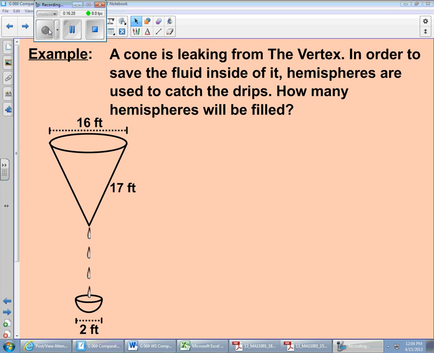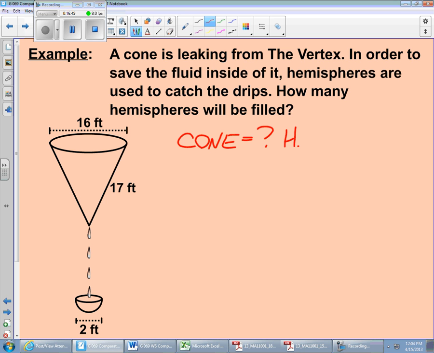Okay. Hopefully we're able to identify that this is a volume question. Since we're talking about water being inside of these things, that is stuff required to fill. A basic description of the problem at hand would be the cone equals how many hemispheres.